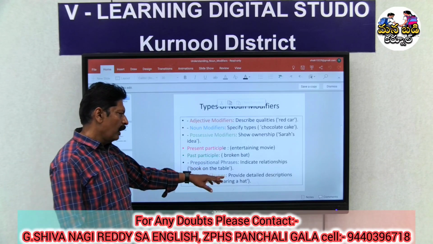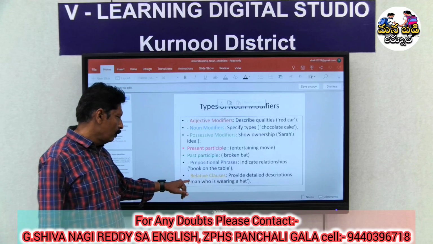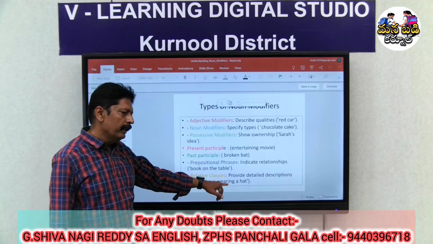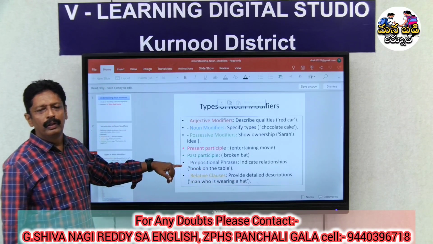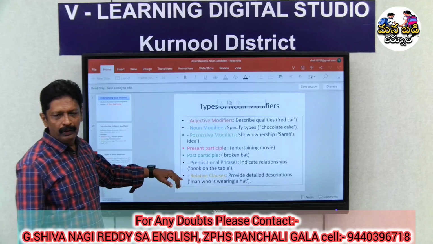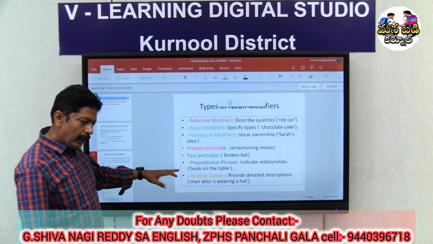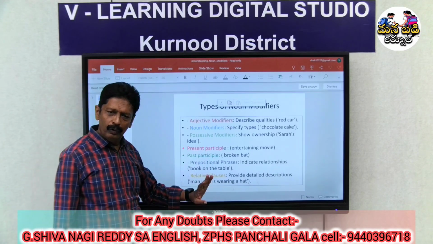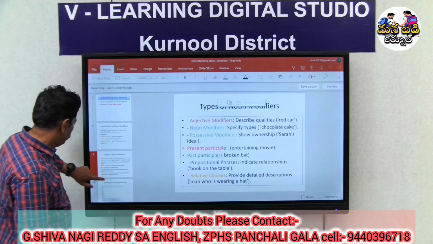Relative clause. Sometimes even relative clauses work as noun qualifiers. The man who is wearing a hat, the man who is wearing a blue shirt. So these are all relative clauses which qualify the noun and work as noun modifiers.